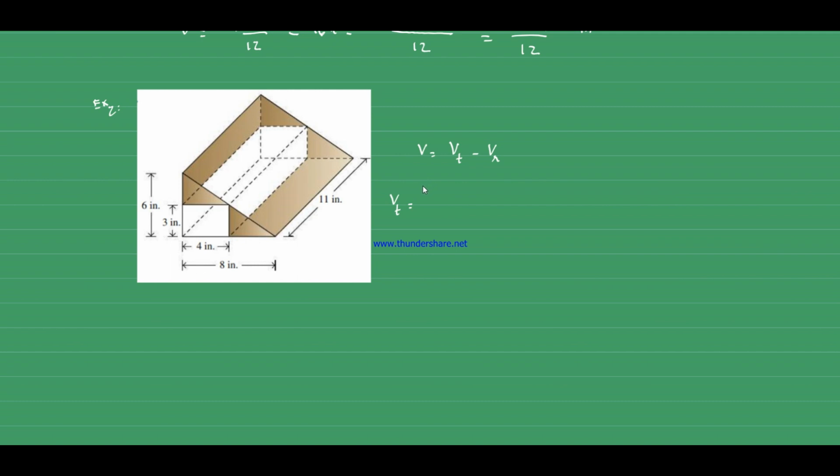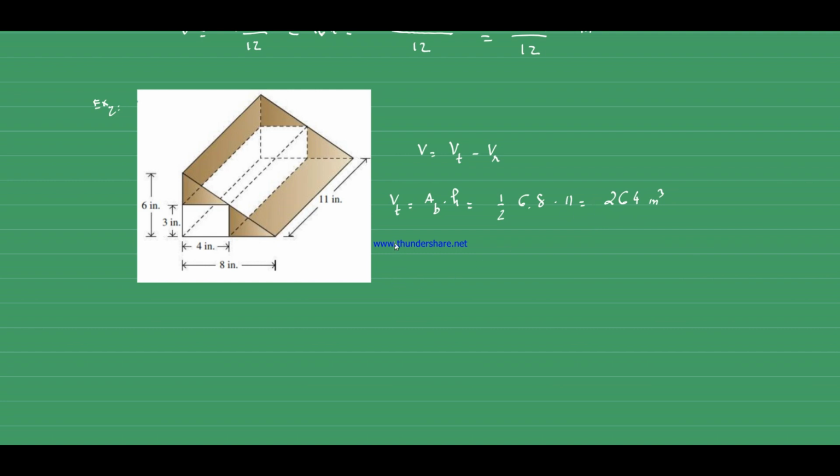The prism is base times height, just no 1/3. Sorry, 1/3 is for a pyramid, so just base times height. The area of the base here is a triangle, so it will be 1/2 base times height, which is 1/2 times 6 times 8. The height of this prism is 11. So you have 24 times 11, which is 264 inch cube.